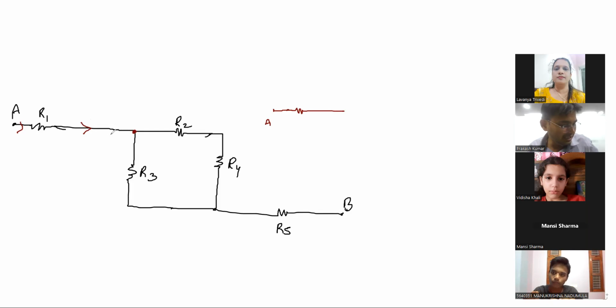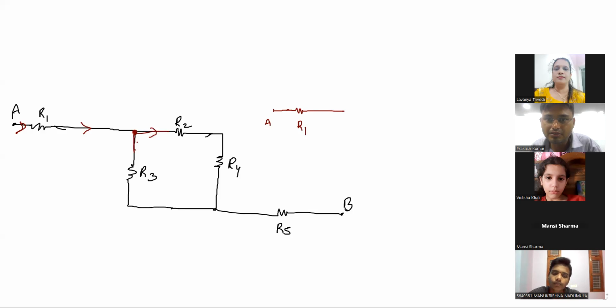Okay. So Vedans, there is some incorrection. You have to correct it. See, I'm going to explain. So R1 current, see, current has only one option. It will go through R1, right? Then after this point, it is getting divided into two parts.